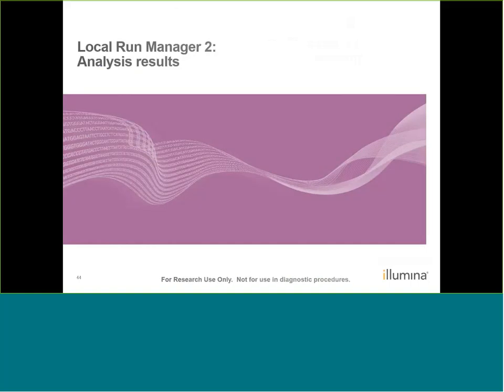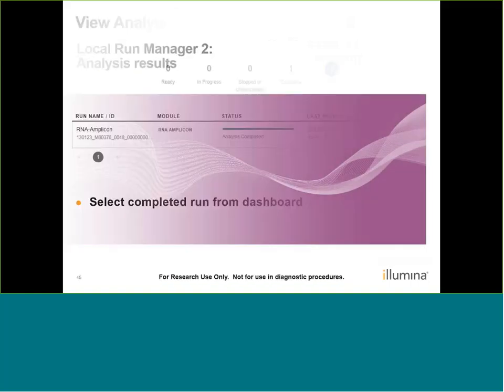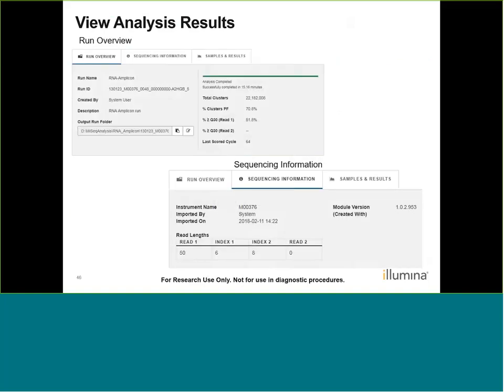So now we've set up our run, we've performed our analysis. How do we actually see those results? So here we go to the dashboard and see our run that has the analysis completed status. You can click on that run to select it from the dashboard. Once you do that, you'll see a few different tabs. Your run overview gives a general overview of the run performance. So things like clusters passing filter, general clusters, read performance, and the analysis time.